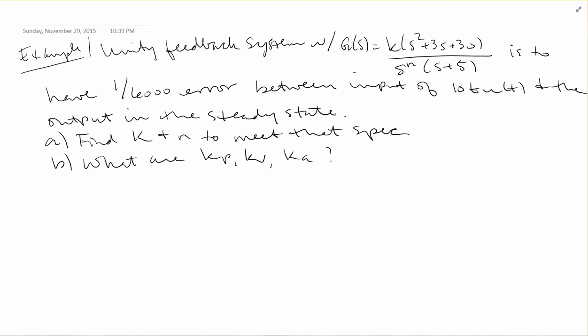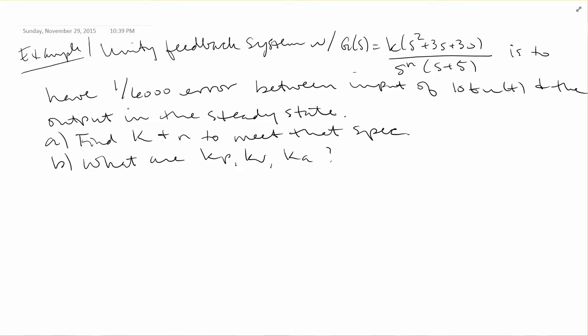Okay, this is our example for section 7.3 out of the NICE textbook. This problem states that we have a unity feedback system. Here is our open loop transfer function G(s). It's given as K times (s squared plus 3s plus 30) over s to the n times (s plus 5).